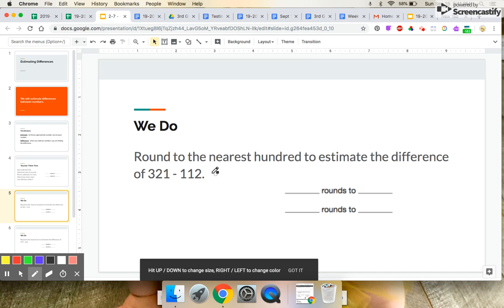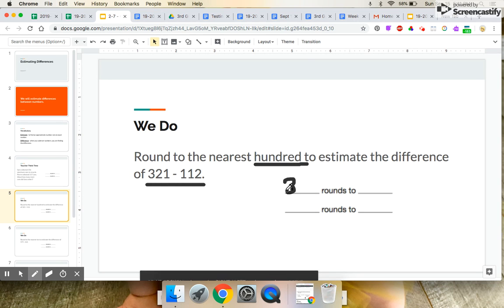So today we have, in this first example that we're going to do together, round to the nearest 100. So looking at these numbers right here, we have 321. Thinking to the nearest 100, what number would you round that to? The 2 in the tens place indicates that I would round it down to 300.